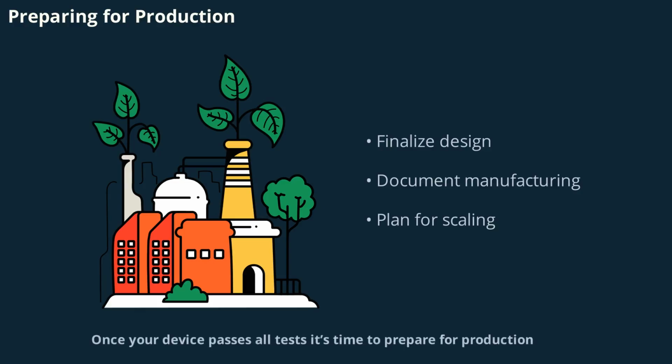Once your device passes all tests, it's time to prepare for production. This involves finalizing your design, creating manufacturing documentation, and planning for scaling. Make sure your versioning system is up to date so you can track changes and manage updates efficiently. Proper preparation sets the stage for a smooth production and launch.